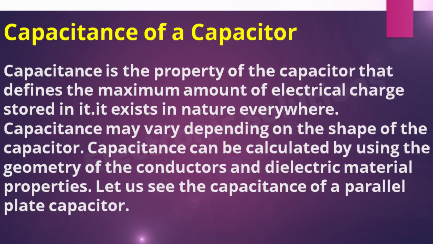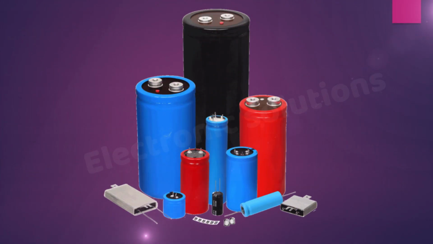Capacitance of a capacitor. Capacitance is the property of the capacitor that defines the maximum amount of electrical charge stored in it. It exists in nature everywhere. Capacitance may vary depending on the shape of the capacitor. Capacitance can be calculated by using the geometry of the conductors and dielectric material properties. Let us see the capacitance of a parallel plate capacitor.